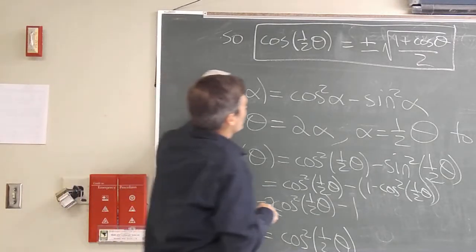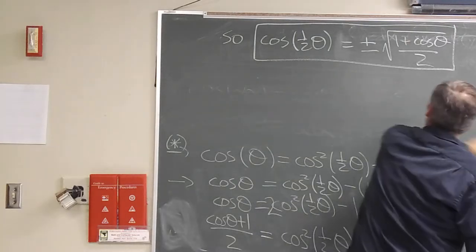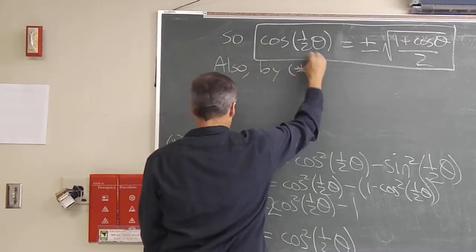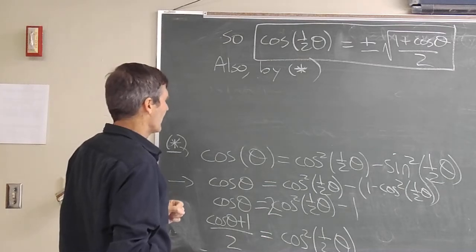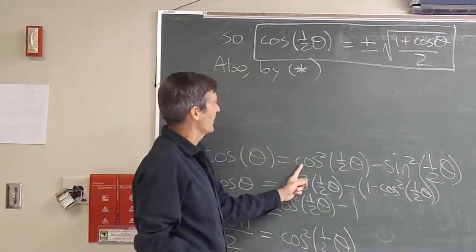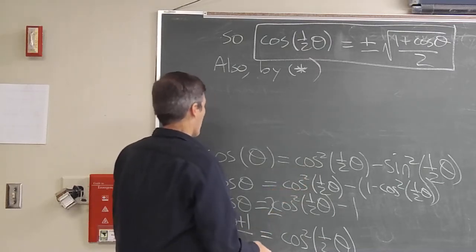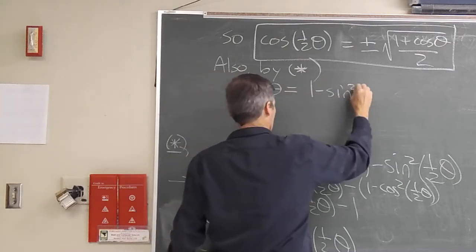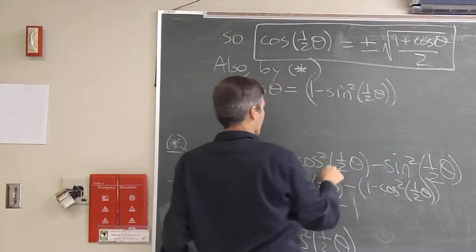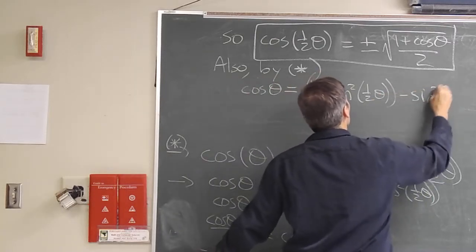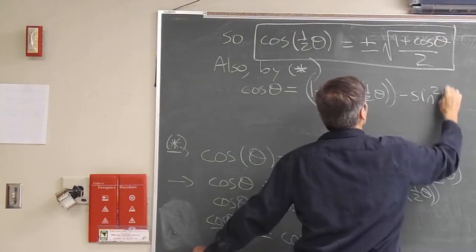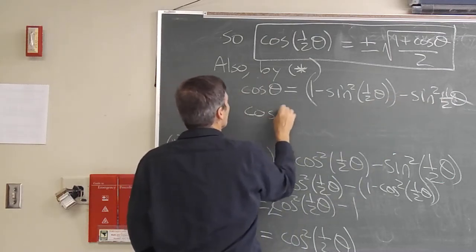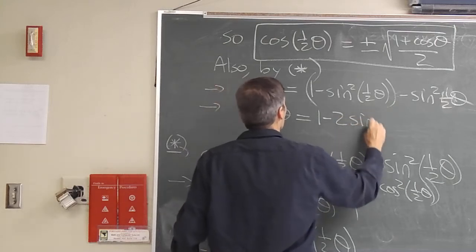Can we get a half angle identity for sine? We sure can. Also from star. If we instead replace cosine squared with 1 minus sine squared using the Pythagorean identity, then we have cosine of theta equals 1 minus sine squared of a half theta, replacing cosine squared of a half theta, and then minus this sine squared of a half theta. And we have minus 2 of those, so cosine theta is equal to 1 minus 2 sine squared of a half theta.